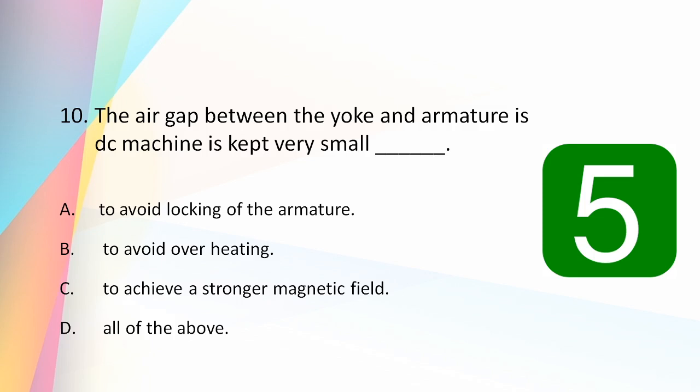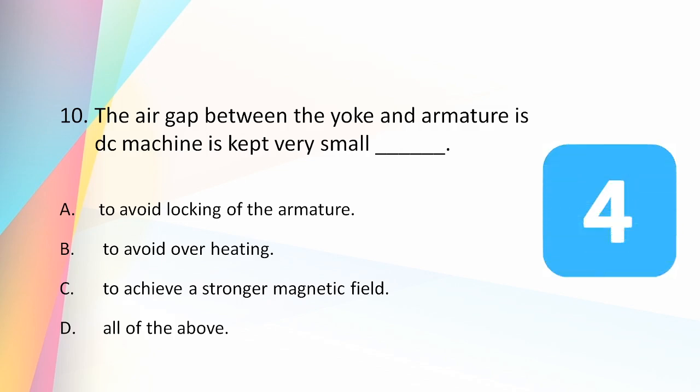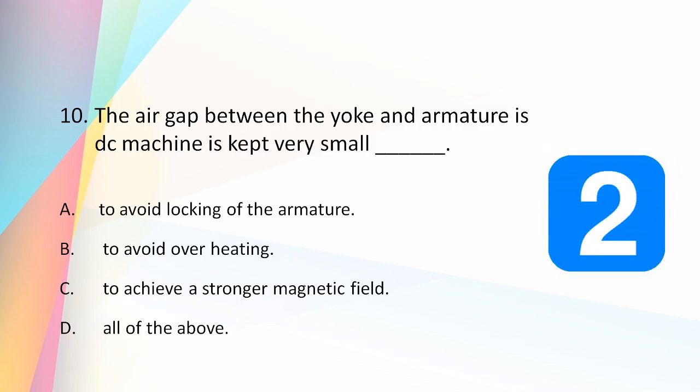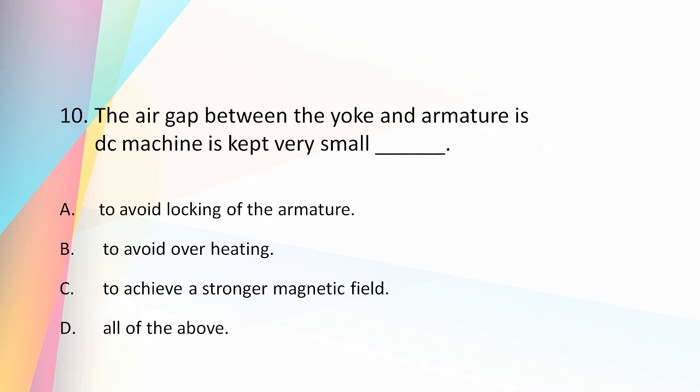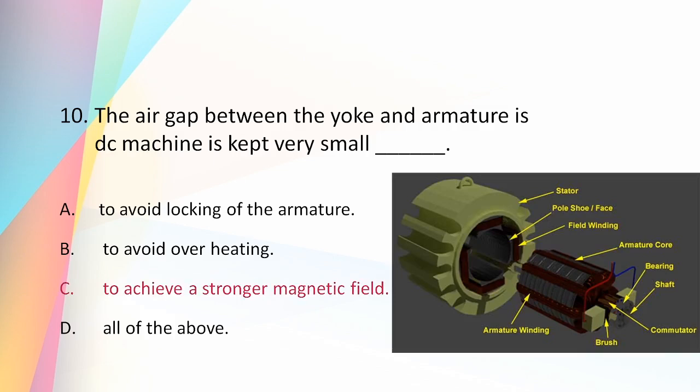The air gap between the yoke and armature in a DC machine is kept very small to avoid locking of the armature, to avoid overheating, to achieve a stronger magnetic field, all of the above. And the answer is to achieve a stronger magnetic field, the air gap between yoke and armature is maintained as small as possible.